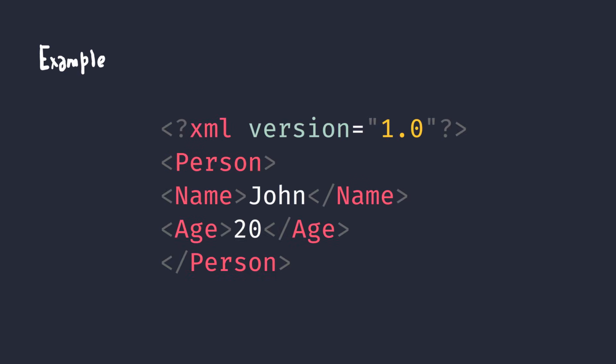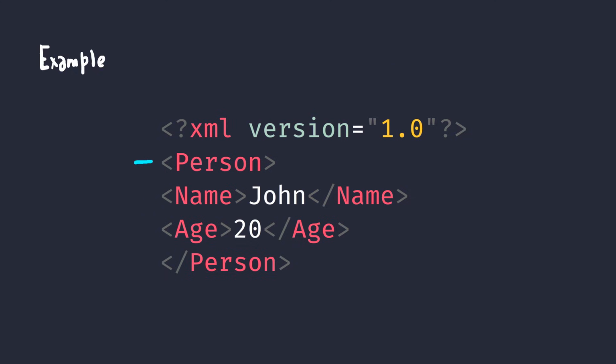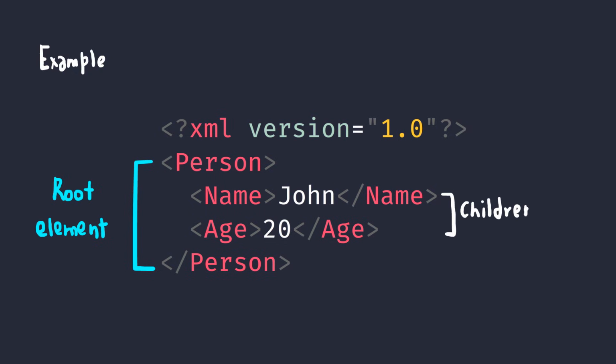Let's look at a quick example of an XML document to understand its structure. The first line specifies the XML metadata, in this case the version, which will be used by the XML parser at the time of processing, and this is optional for some parsers. Here, the person tag is the root element of the document, and every well-formed XML document has to have one and only one root element. Inside the root element, we have two more nested tags, name and age, with some values.